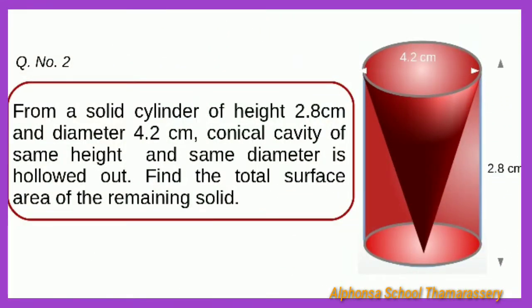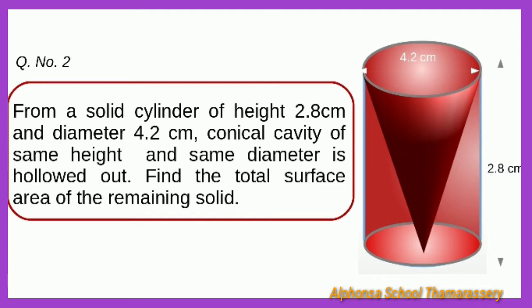Question number 2. From a solid cylinder of height 2.8 centimeter and diameter 4.2 centimeter, a conical cavity of same height and same diameter is hollowed out. Find the total surface area of the remaining solid. Here the height and diameter of the cylinder is given for you. The conical cavity of same height and same diameter is hollowed out from this solid cylinder. So here we want to find the total surface area of the remaining solid.